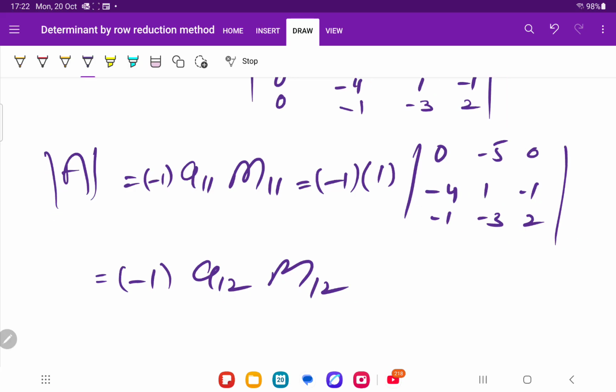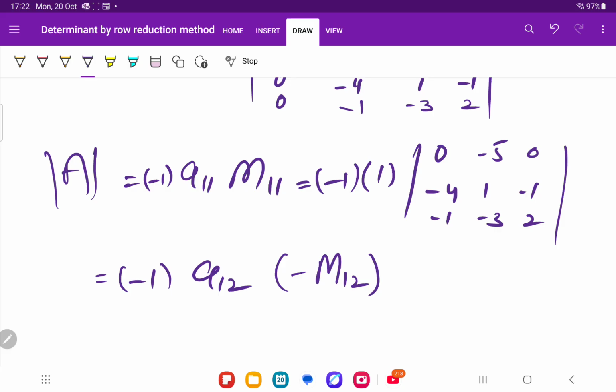Again. So now we need to write one thing here. Whenever the location of your M is odd, you have to write with a negative sign. So it means that I should write it as minus M12.